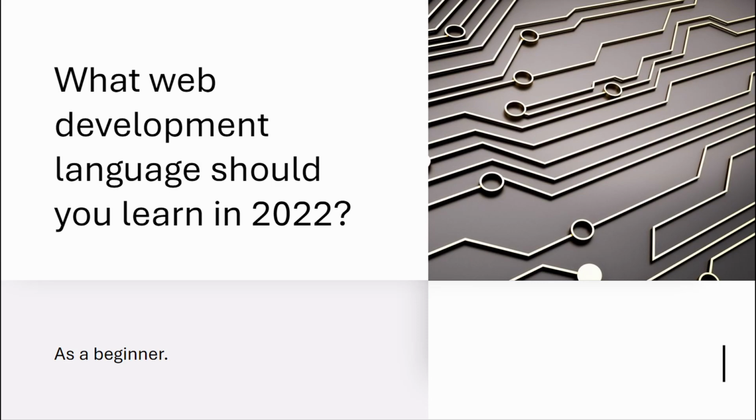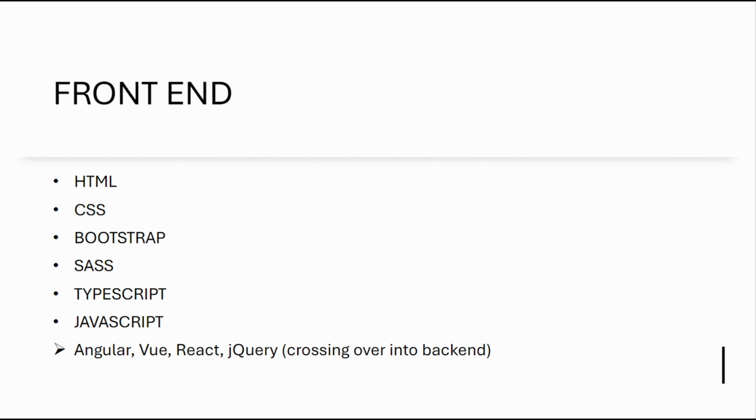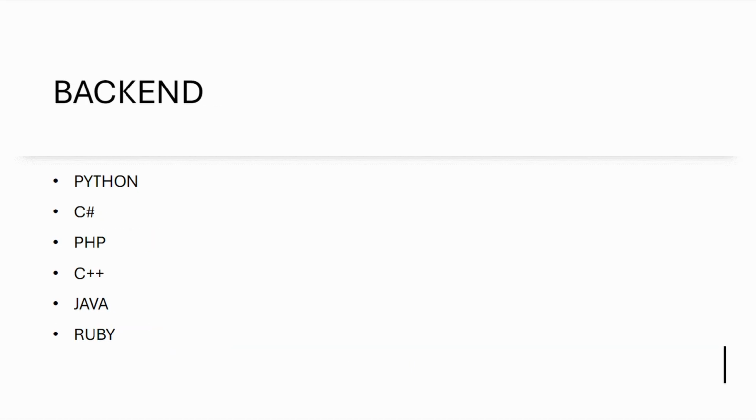So the way I'm going to do this is I'm going to break it into front end technologies and back end technologies. The front-end technologies that I'm going to be discussing are HTML, CSS, Bootstrap, Sass, TypeScript, JavaScript, and then a whole bunch of JavaScript frameworks such as Angular, Vue, React, jQuery, and we are crossing over into the back-end slightly now. The back-end technologies I'm going to be discussing are Python, C#, PHP, C++, Java, and Ruby.